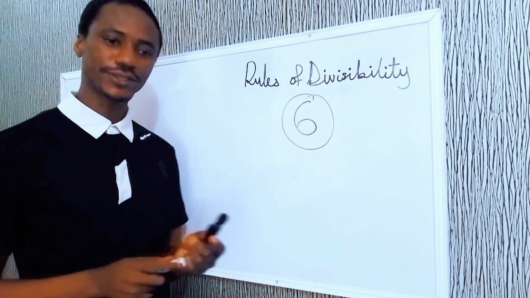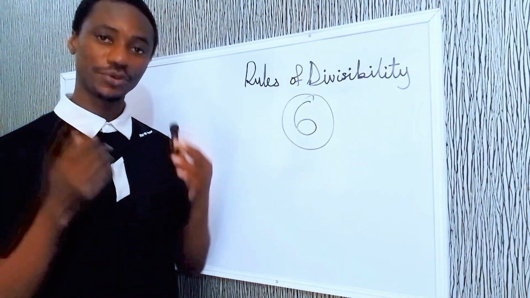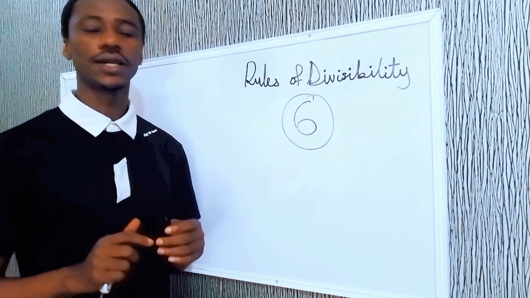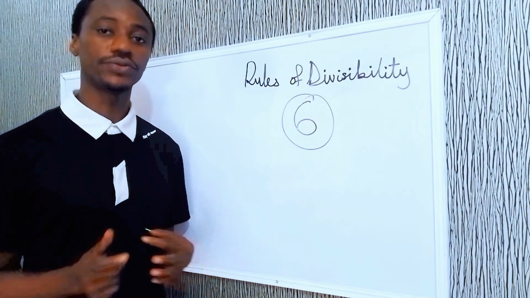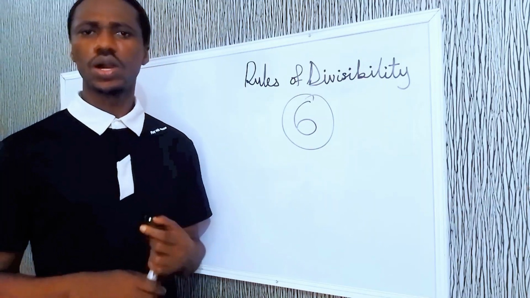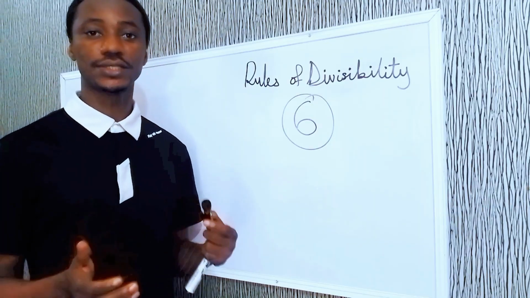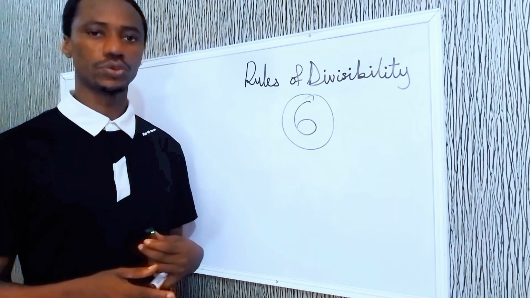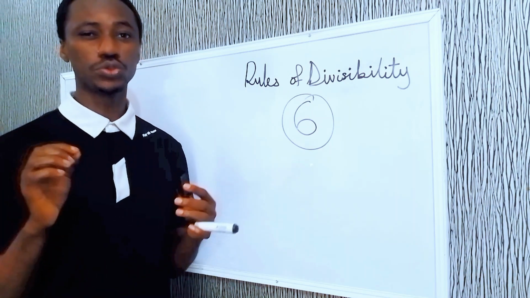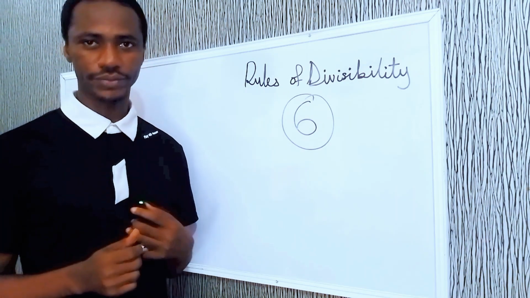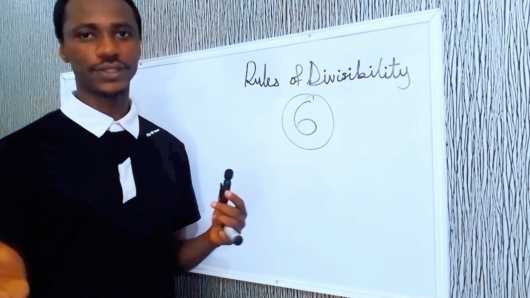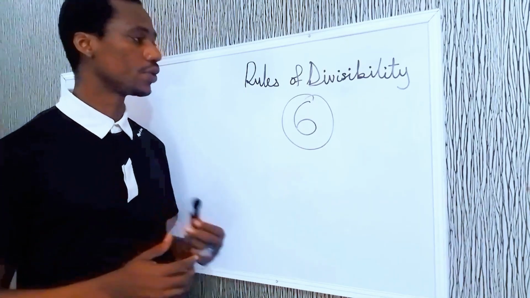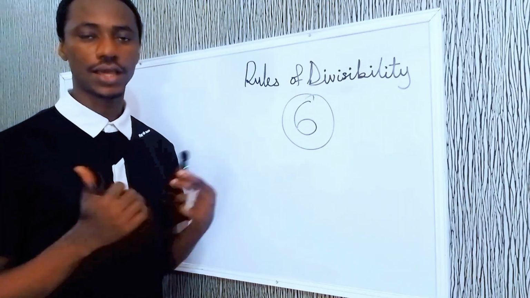Now we are on 6. So how do you know a number is divisible by 6? And when we say divisible, we mean exactly, okay, without a remainder. So how do you know a number is divisible by 6 without a remainder? That number would satisfy the rule for 2 and 3. And if you have not seen it, please go to the playlist and check the division made easy playlist, all right, for the rules of 2 and 3.